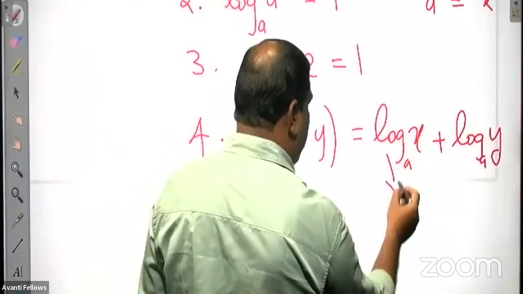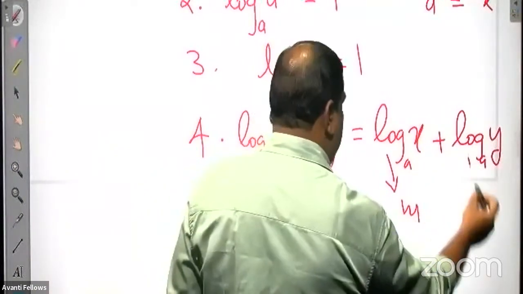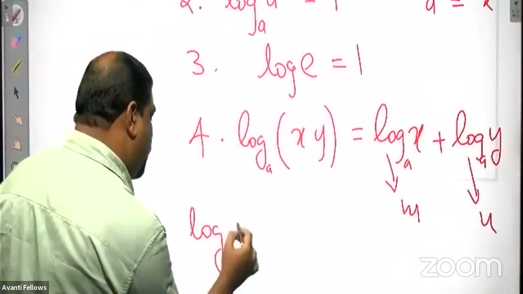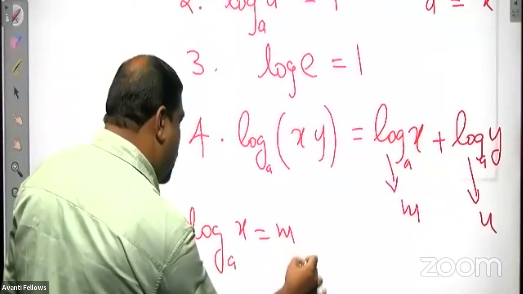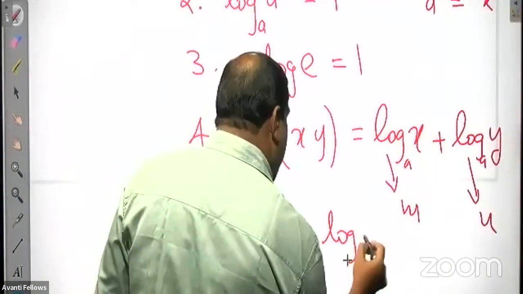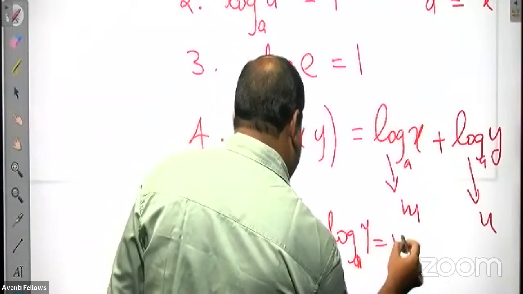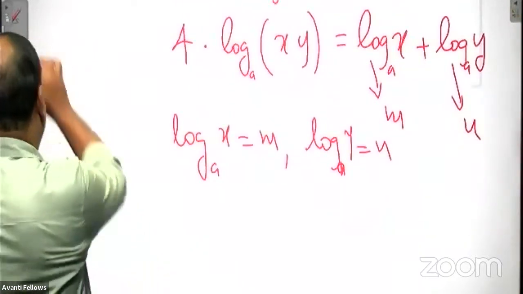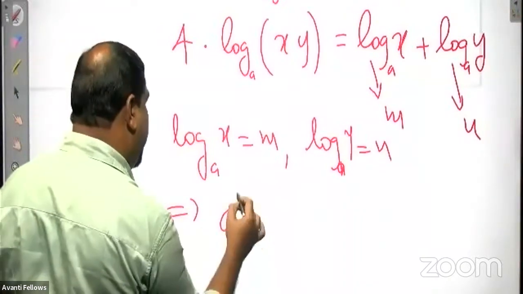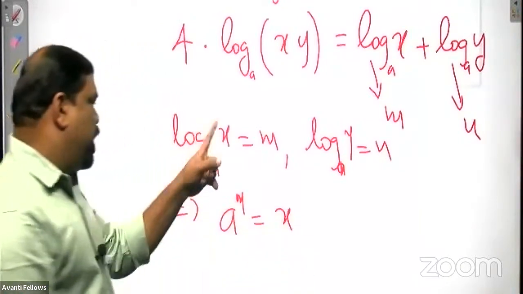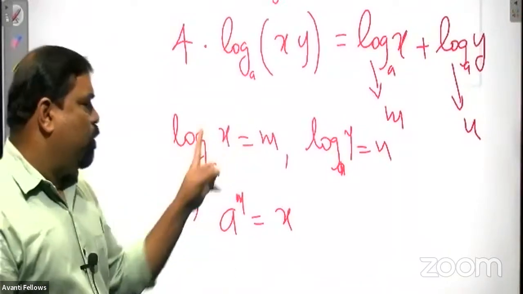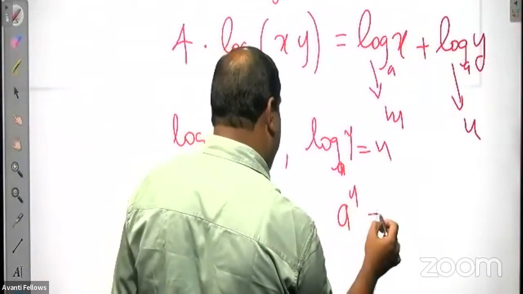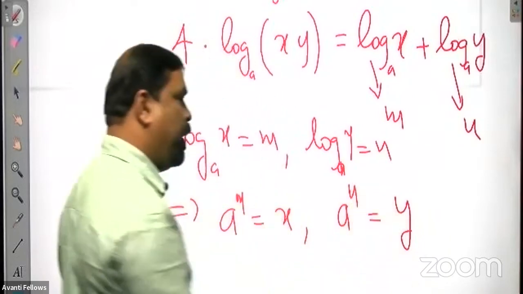Suppose I take the first value as m and the second as n. I will give a rough proof. Take log x as m and log y as n. By the definition of logarithm, log x to the base a is m means a raised to m must be equal to x. Similarly, log y to the base a is equal to n implies a raised to n is equal to y.